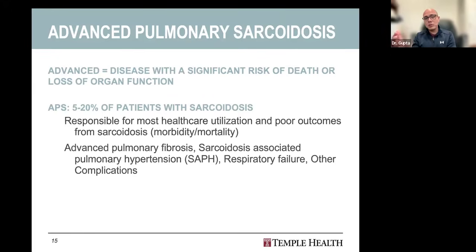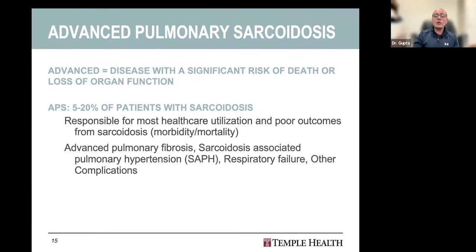And on the same token, advanced pulmonary sarcoidosis is essentially the disease which has significant risk of pulmonary or respiratory failure or death due to lung disease. And obviously, with that definition, although only a small proportion of patients with sarcoidosis are affected by advanced pulmonary sarcoidosis, it is indeed responsible for most of the healthcare utilization and the poor outcomes for sarcoidosis.